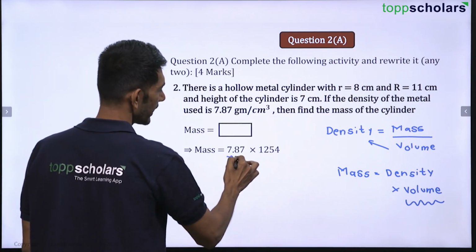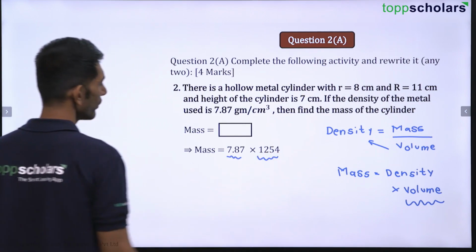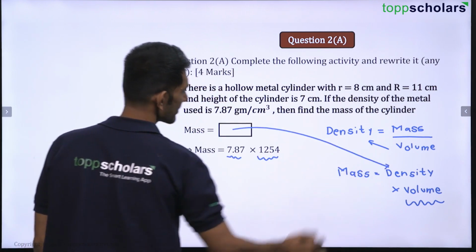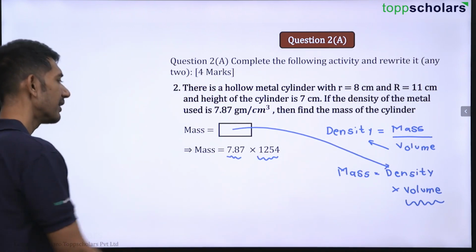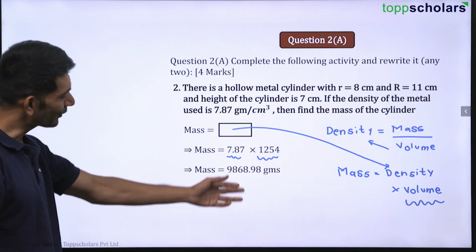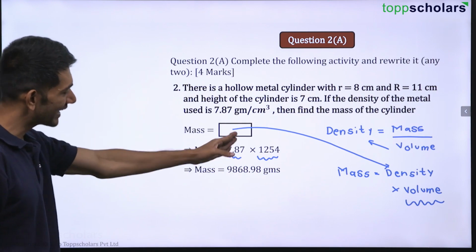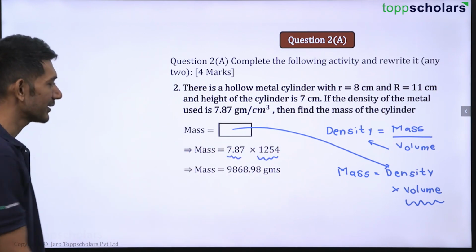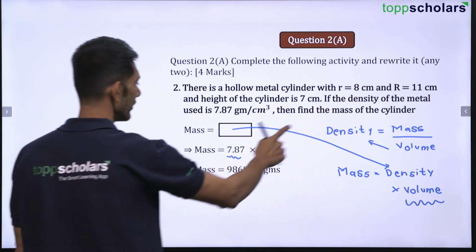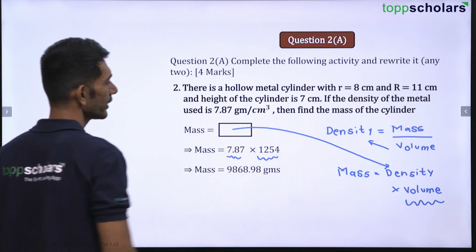So 7.87 into 1254. But before that, here you will write down mass is density into volume. That is the formula. And then you will get the final answer. That is 9868. Anyways, good thing is that they have already given you the answer. So all you needed is just write down the formula here. Right? Okay. And density is over here. Volume is over here.